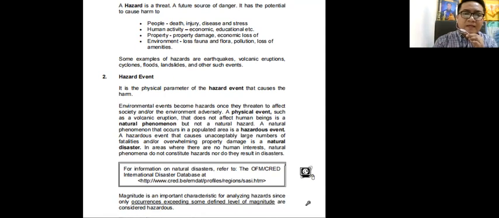Pero tingnan po natin on the screen. Ang sabi po dito, a hazard is a threat, a future source of danger. Ang ganda po noong pangalawang sentence, a future source of danger. Na parang alam po natin na everyday, hindi natin alam kung anong pwede mangyari. Alam natin, knowledgeable about earth science, about the different characteristics of earth. Alam natin what is the earth subsystem. Alam natin that we have to think that this is very important kasi buhay ang nakasalalay.